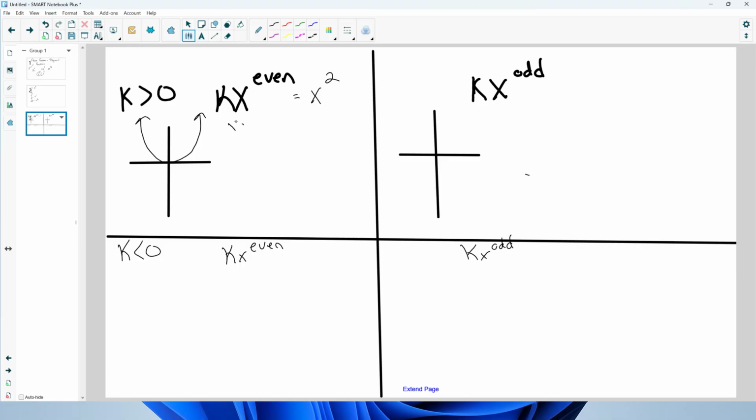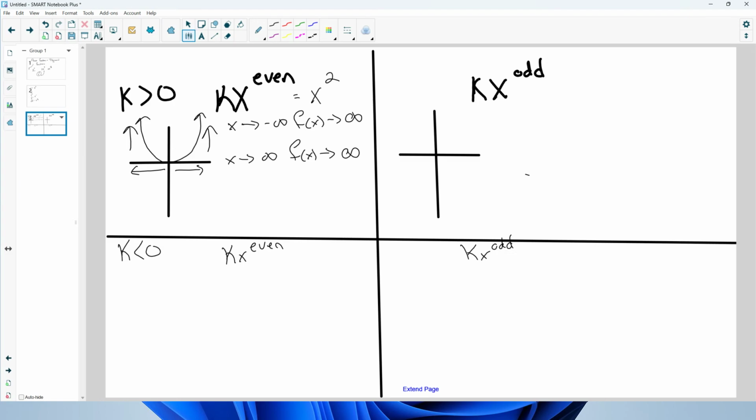We can say as x goes to negative infinity, so as we go to the left, f of x, or y, goes up to infinity. As x goes to infinity, f of x, again, is going to go up to infinity.